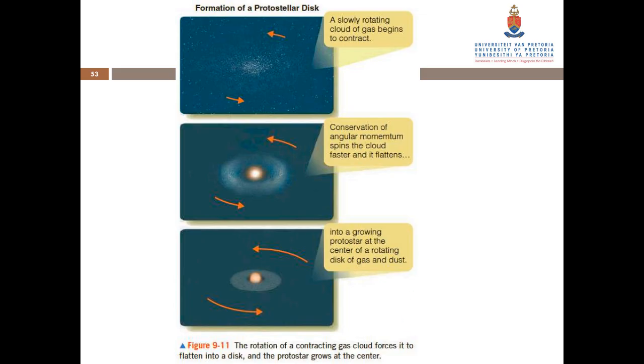So to put this into perspective, we have our shock wave through the gas cloud. That's what we call the triggering of the gas cloud. It starts with its contraction. Due to that shock wave, the gas cloud now begins to rotate, and that rotation starts more contraction. Then conservation of angular momentum spins the cloud, and that flattens the cloud from the top and the bottom. And then the angular momentum increases into a growing protostar at the center of the rotating disk of gas and dust.